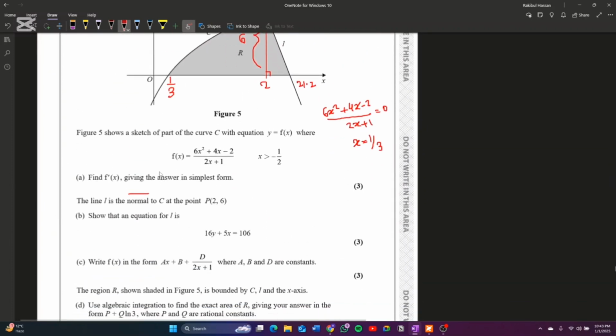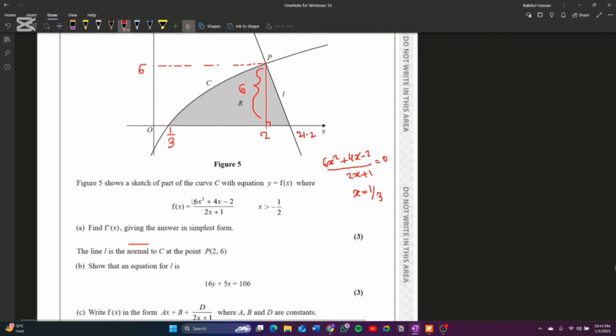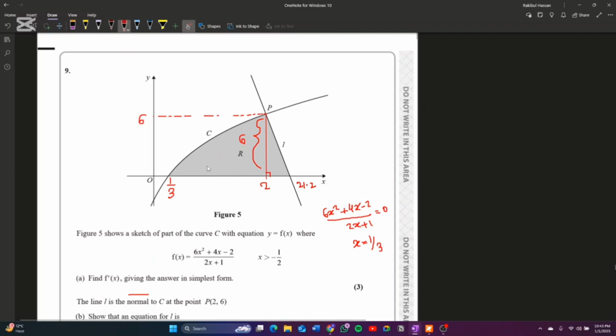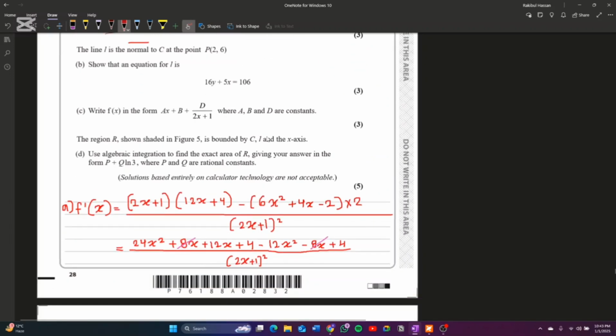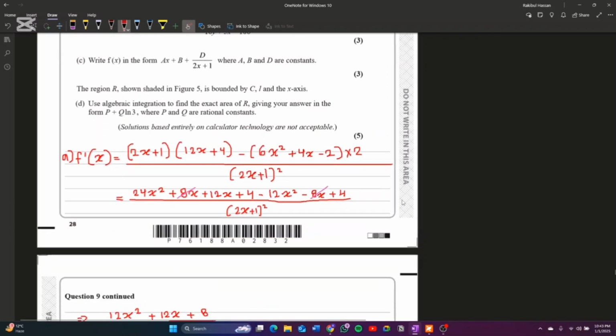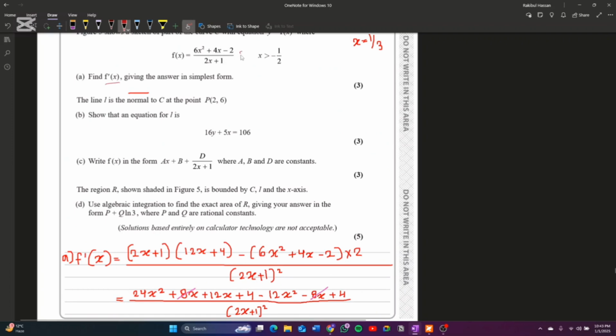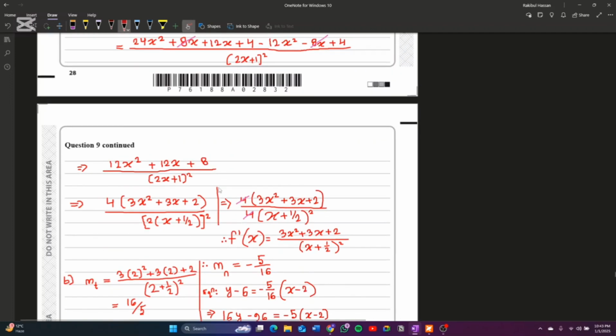Next question, number 9. Here we have been given a function, so this is our y equal to f of x, this curve. Then find the derivative of x. This is pretty easy. We can find the derivative by the division rule, right? So the denominator is squared and this stays. We differentiate the numerator, and then minus the numerator stays and we differentiate the denominator. Further simplification brings us this value.